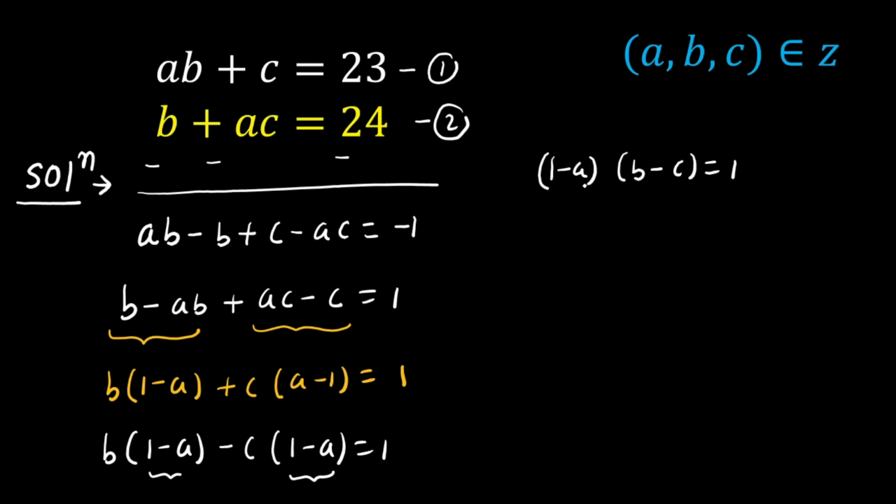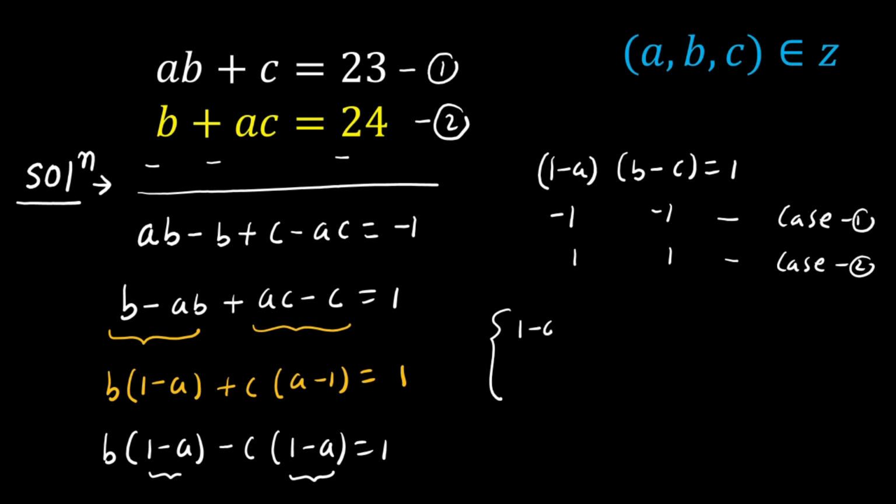Since a, b, c belong to integers, then 1 minus a is also an integer and b minus c is also an integer. Because students, if b and c are integers, then the difference between them is also an integer. So (1 minus a) times (b minus c) is equal to 1. It means 1 minus a is negative 1 and b minus c is negative 1, let us consider this case first, and 1 minus a is positive 1 and b minus c is positive 1, this is case second. So we have two cases.